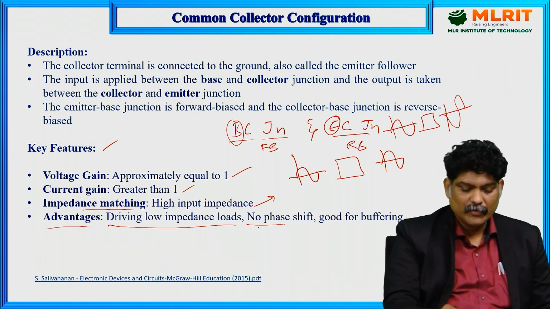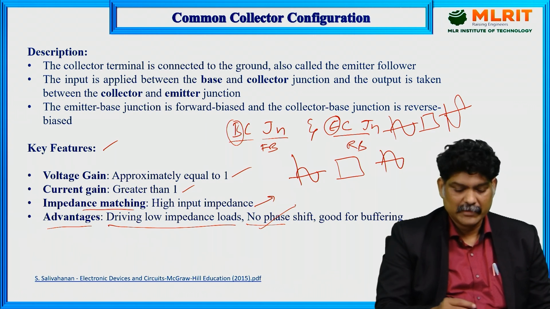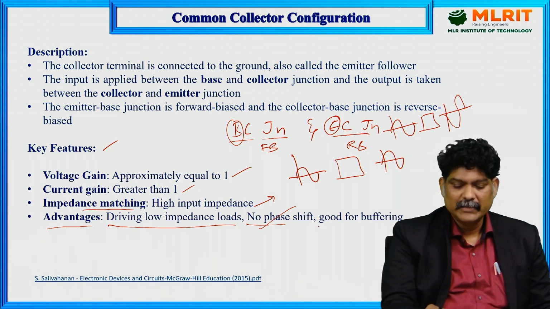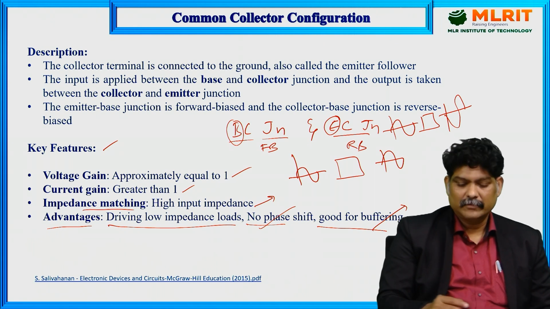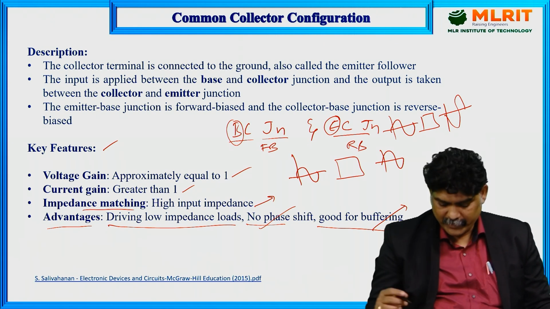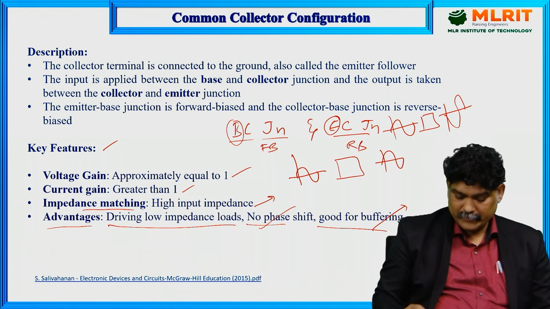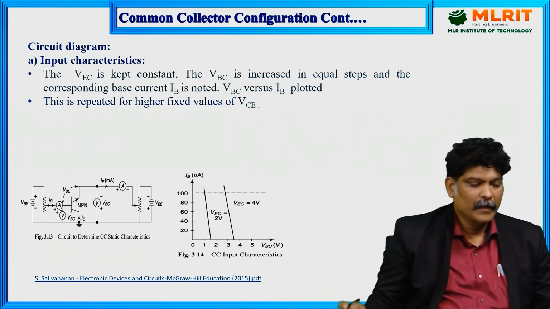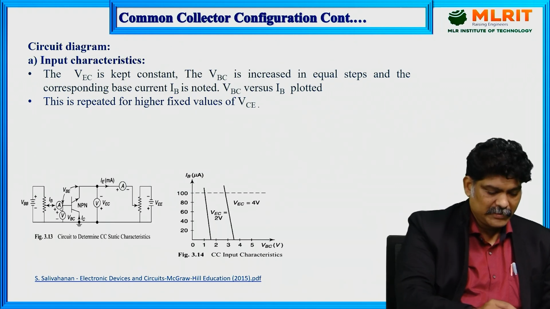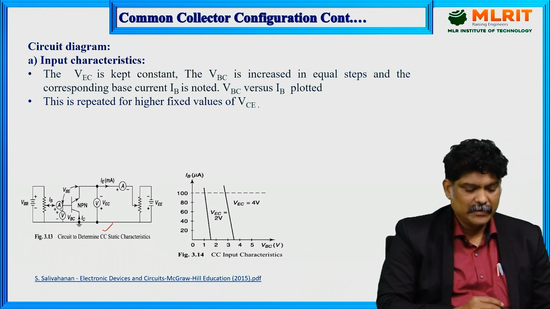So there is no phase shift for common collector configuration, and this is very good for buffering. So it can be used as a buffering circuit. So these are the applications of common collector configuration. Circuit diagram. So this is the circuit diagram for common collector.